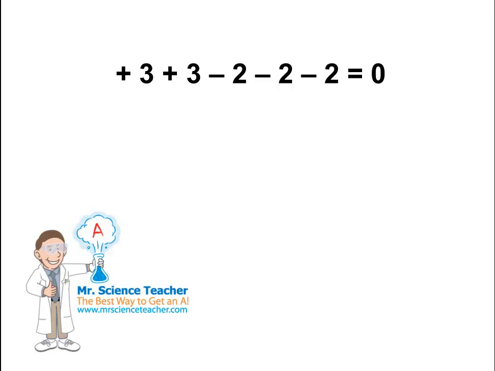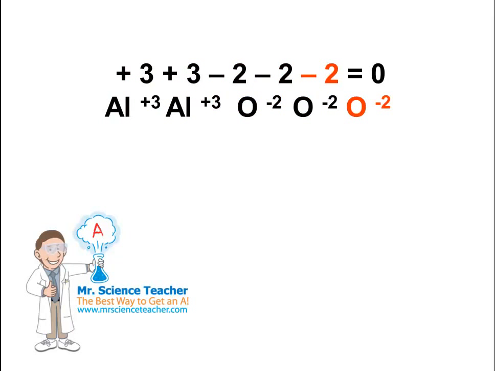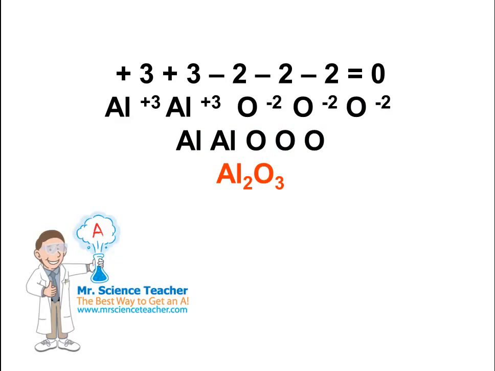+3, +3, -2, -2, -2 equals 0. Aluminum is a +3, oxide is a -2. Okay, and then there's 3 of them. So I have 2 aluminums and 3 oxides. Al2O3. Can you guess the name? We have aluminum and 3 oxides. So again, aluminum oxide. This is the name of the formula.